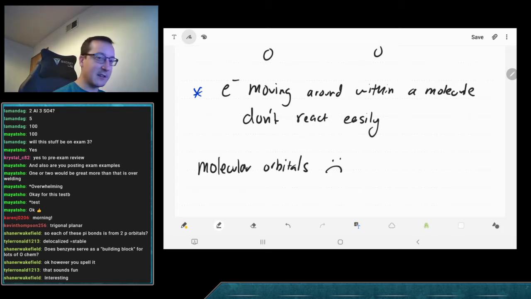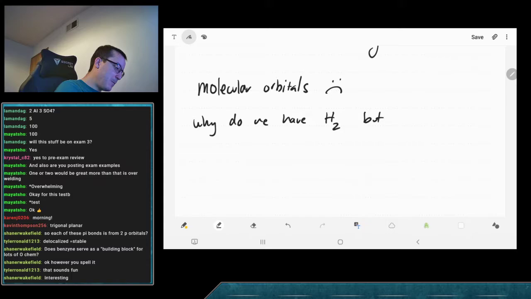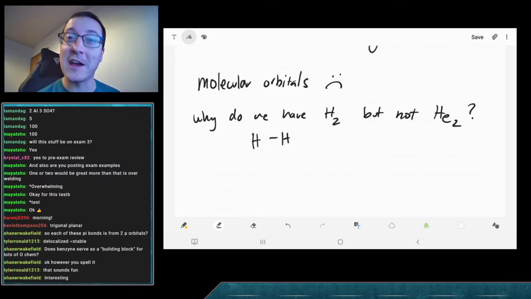Which is an interesting topic, suffice it to say. I'm going to show you why we have H2 but not He2. So our Lewis structure for hydrogen would look like this. For helium, I'm not even sure what it would look like because it's not going to work, and I'll show you why.